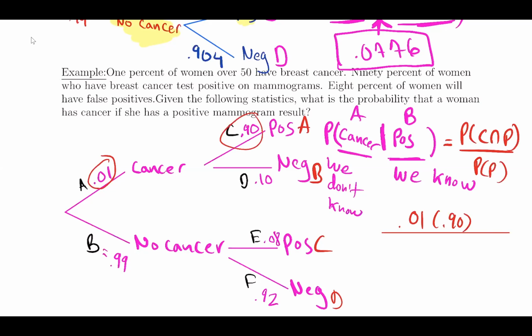So we're going to use branch A. We're also going to use branch C. So we'll say 0.01 times 0.90 plus 0.99 times 0.08. Any questions so far on how I got that?